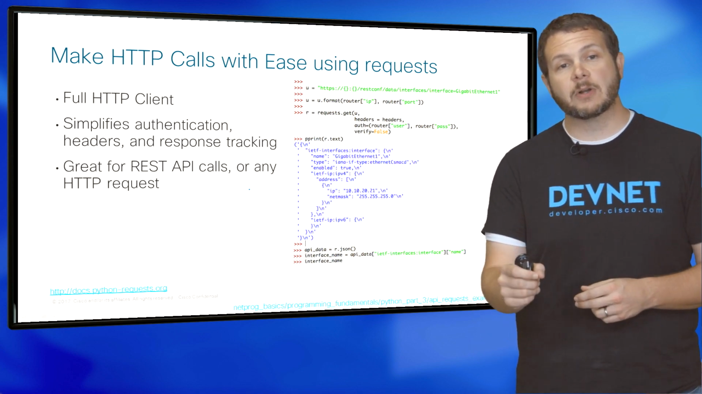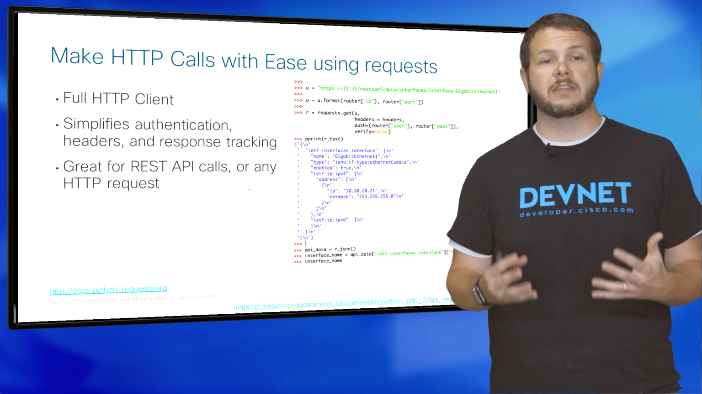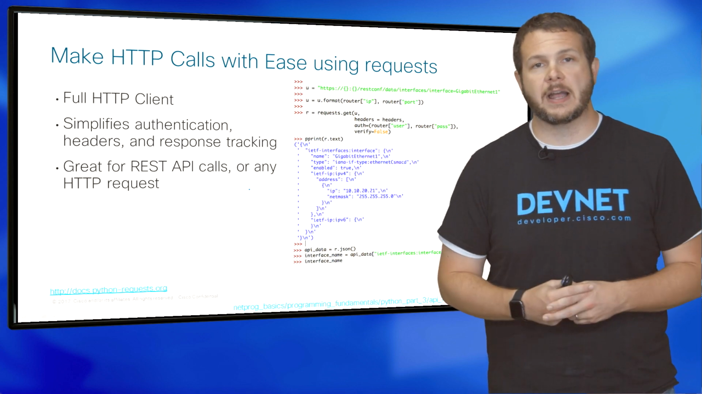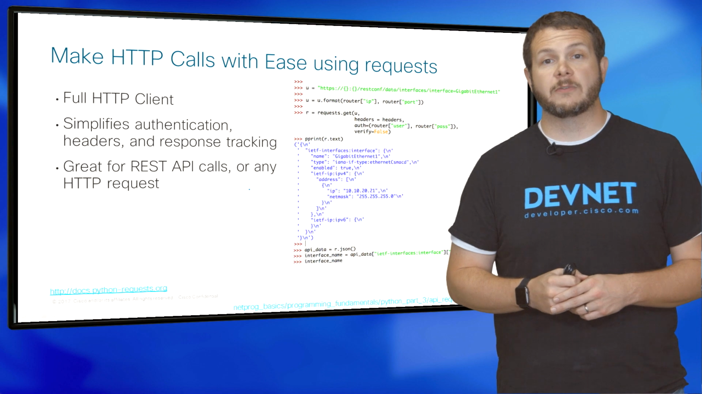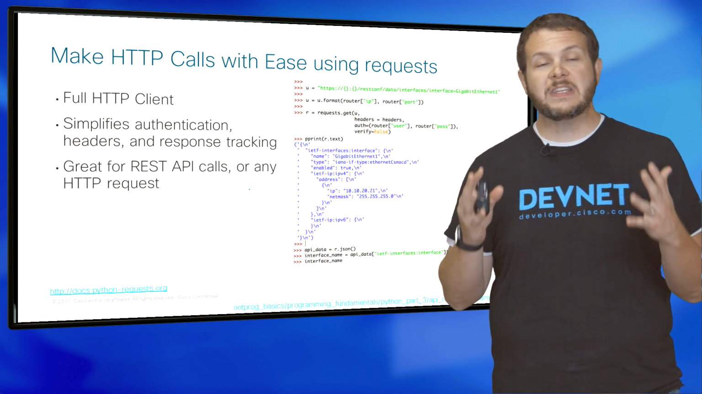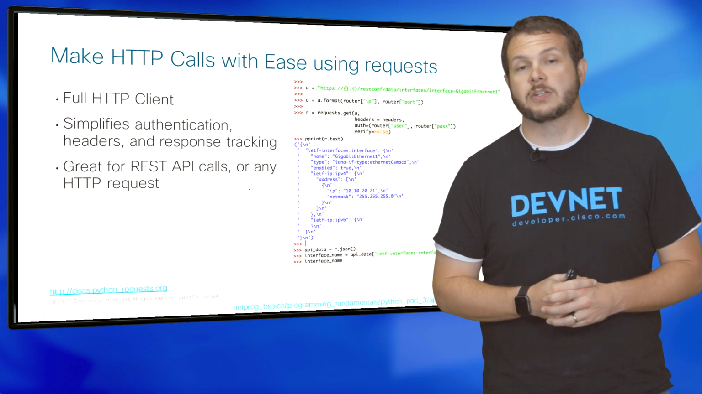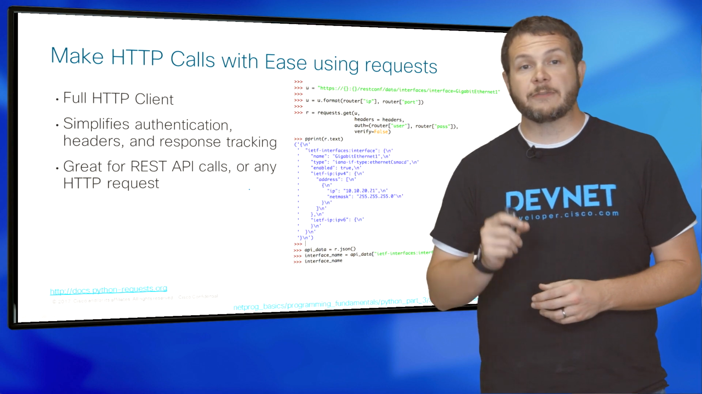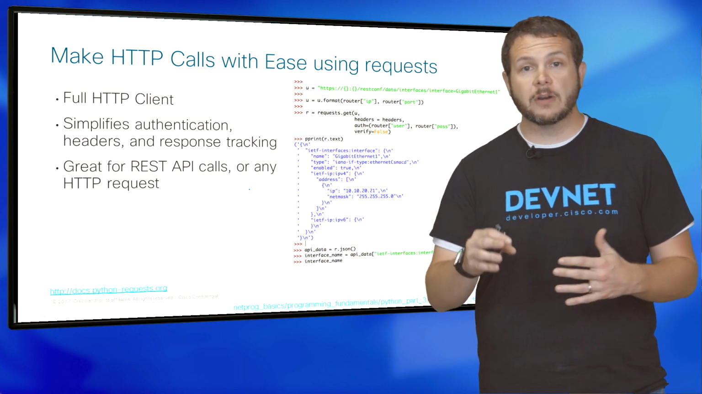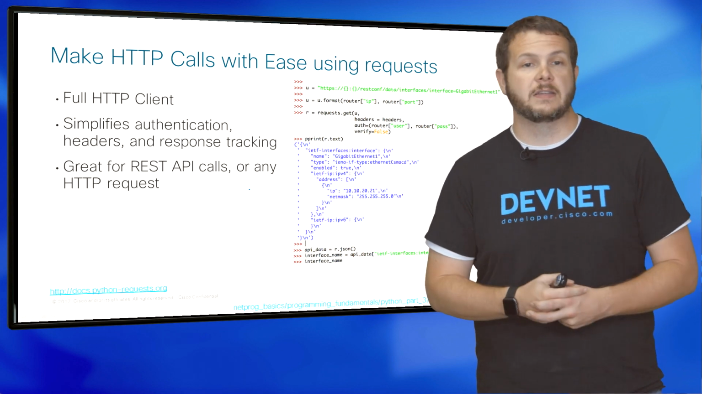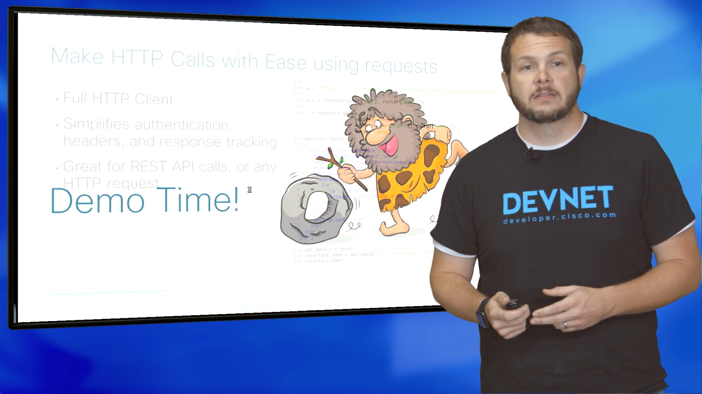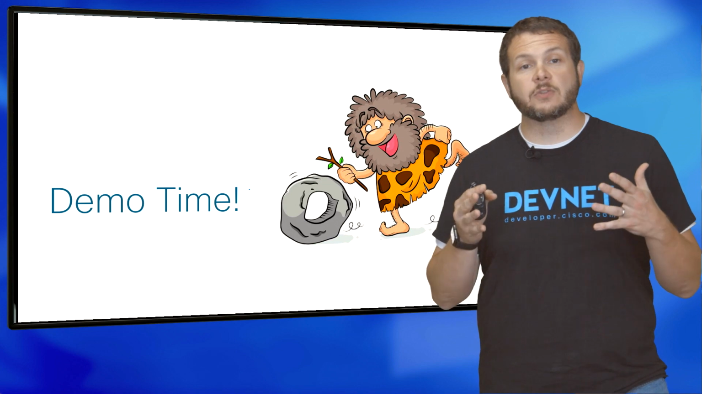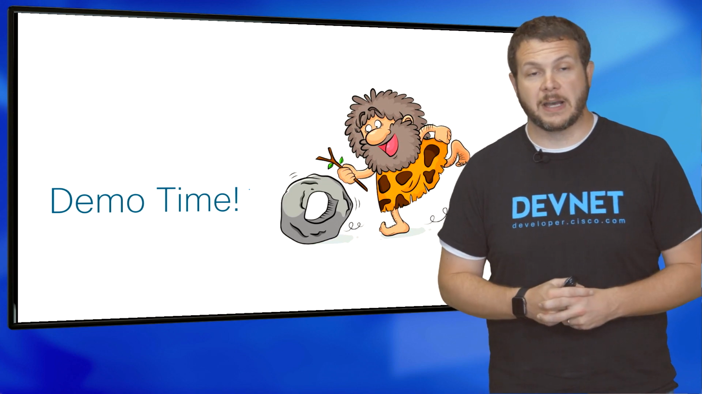But what's nice about requests is it simplifies all of the authentication, headers, response tracking that you have to sometimes do manually with other alternatives. So it's often seen as the only feasible HTTP client to be using in your Python scripts. It's great for all of the REST API calls, or if you just need to crawl a web page for some content, you can use it just to grab information like that. Let's dive in and look at how we can use requests to interface with REST-based APIs.